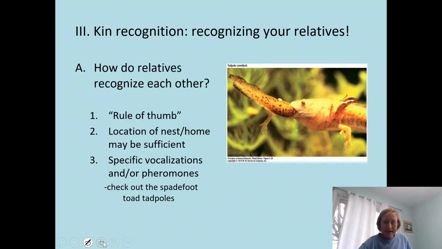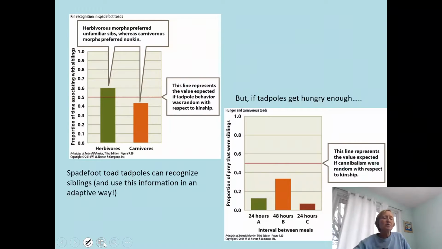Spadefoot toads, these guys are crazy. They must use pheromones to identify relatives. And here is some really funky research on them. Turns out that spadefoot toad tadpoles can either be herbivorous, feeding on plant foods, or carnivorous, feeding on other tadpoles. Okay, that's weird enough. But here's the real funky part. If these tadpoles, herbivorous tadpoles and carnivorous tadpoles, are raised alone, but then put together, the herbivorous tadpoles prefer to hang out with their siblings.